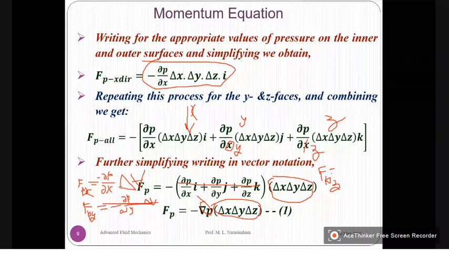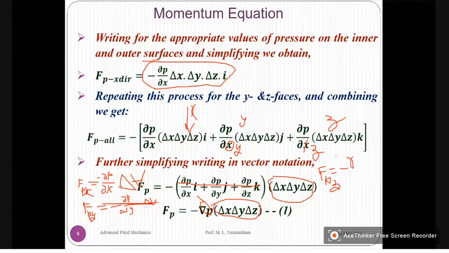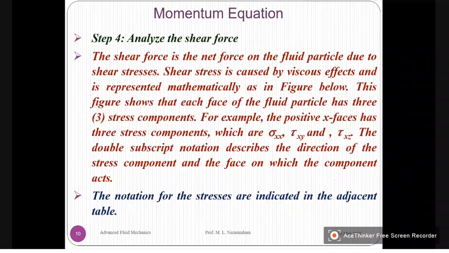F pz is minus dou p by dou z into delta V. So this is what we get in z direction. So this is only one part, that is the surface force due to pressure. Now we have the shear. So this is what we have to do.